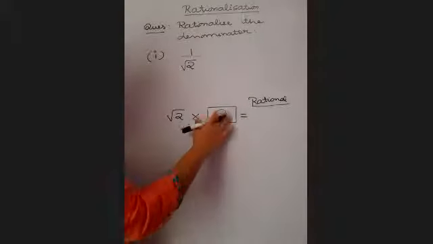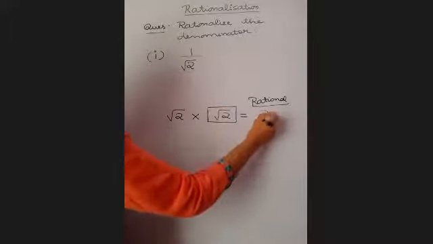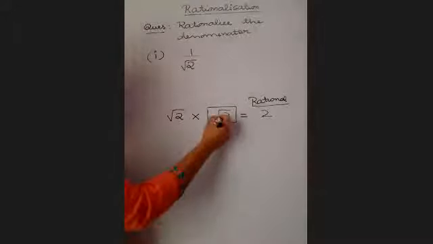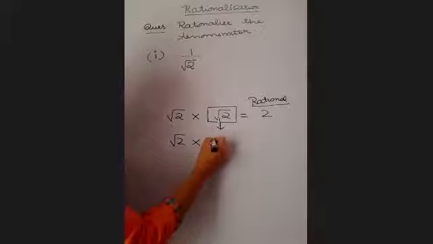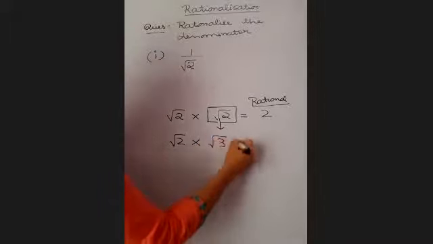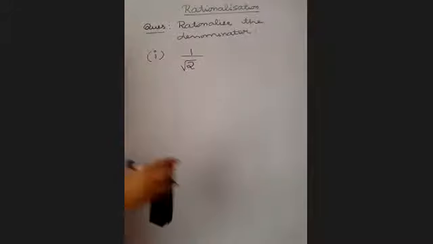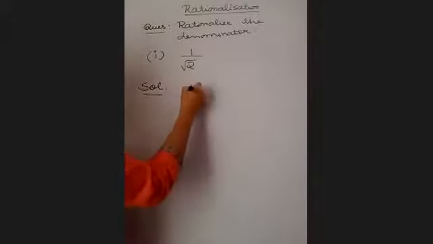Root 2. Because root 2 into root 2 becomes 2. If you take any number other than root 2, for example, let us take root 3, it will be root 6, which is not rational. So root 2 will be rational only. Yes. So now what we are going to do is, we are going to multiply the denominator by root 2.